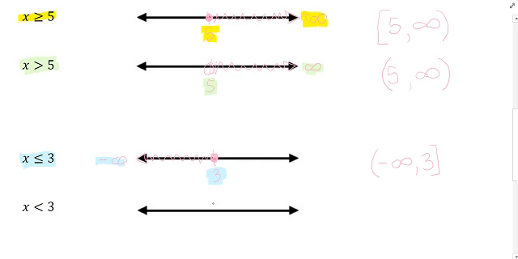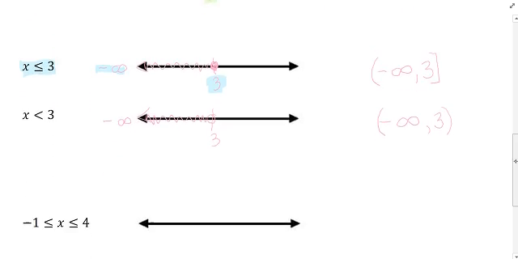Compare that again to x just being less than 3. That means we exclude the value of 3, but we do pick everything less than it. So everything towards negative infinity. So for this last inequality, again, we'll start with the lower number, negative infinity, up to the larger one, which is 3. We always put parentheses around negative infinity. And since we're excluding 3, we put a parenthesis around it as well.